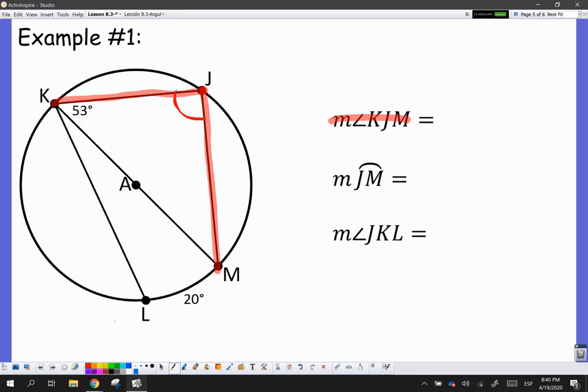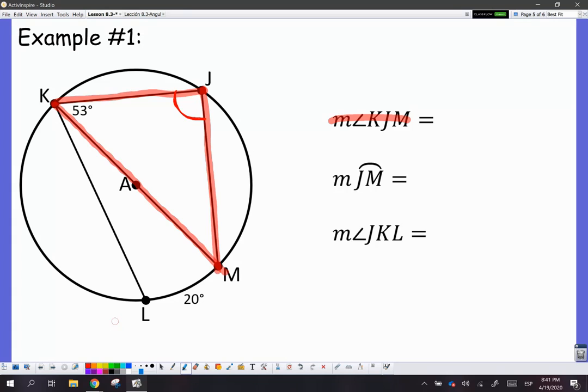Now, I already know that this is an inscribed angle since I see that point J is on the circumference and it's also the vertex of my angle. So I need to find the measure of this angle. Now, I don't know anything else. I see a 53 here, but that doesn't have anything to do with this angle. I see a 20 degrees down here, but again, it doesn't do anything with this angle. So now I'm kind of stuck. Well, let's take a look at this line here.